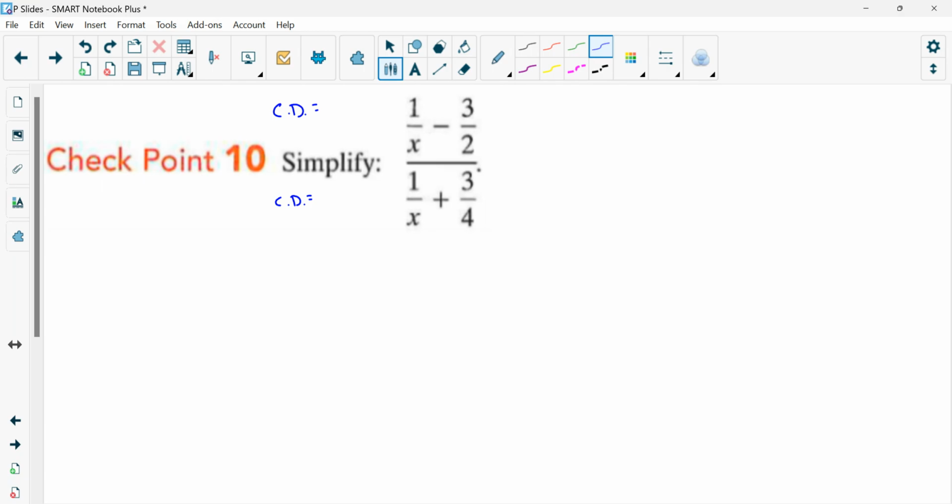Remember, you can't leave any factors out. So what's the first factor? What's the second factor? So what do you think our common denominator is going to be? Yeah. What's our common denominator for the bottom? 4x.